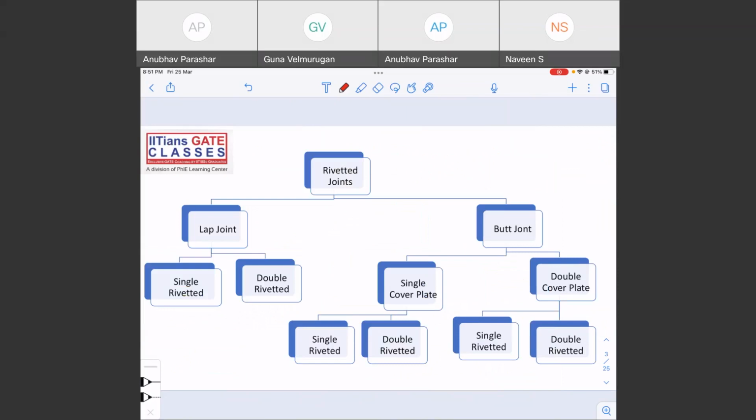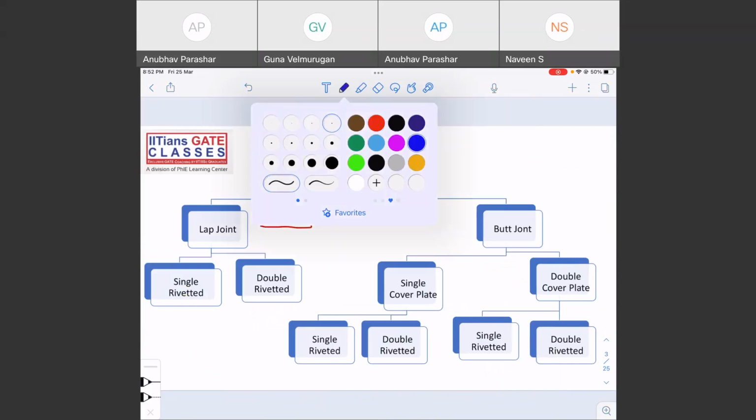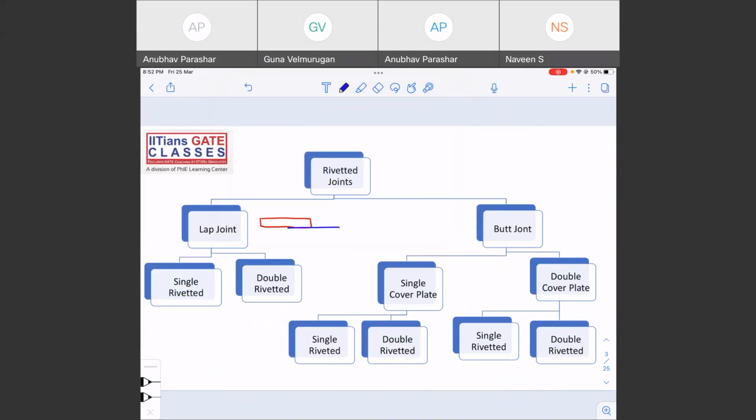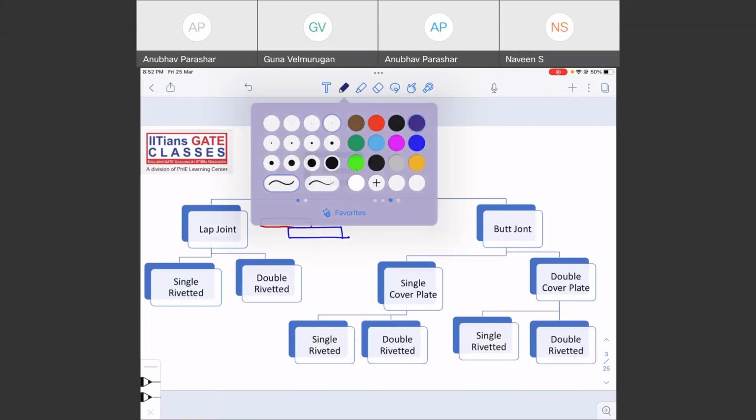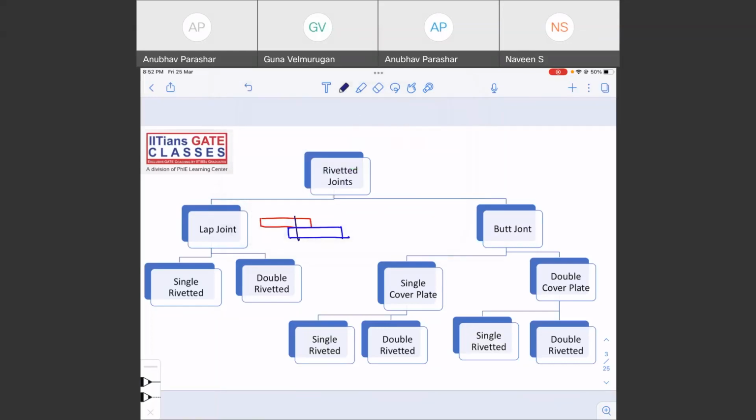What is the lap joint? If the joint is something like this, meaning one above the other, you're seeing the side view. This is one plate. This is the second plate. And rivets are placed like this. This is called a lap joint, right?